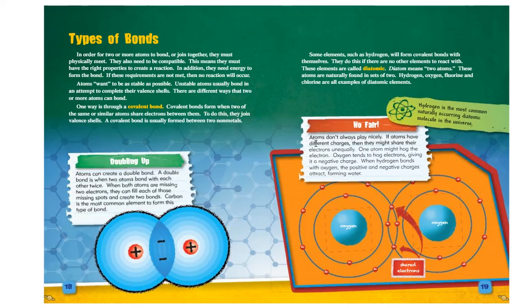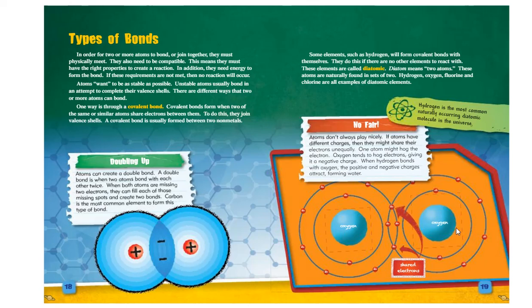Similarly, we're told, no fair, atoms don't always play nicely. If atoms have different charges, then they might share their electrons unequally. One atom might hog the electron. Oxygen tends to hog electrons, giving it a negative charge. When hydrogen bonds with oxygen, the positive and negative charges attract, forming water.